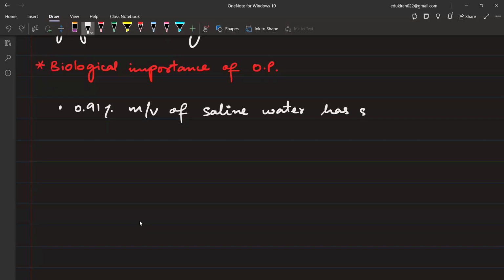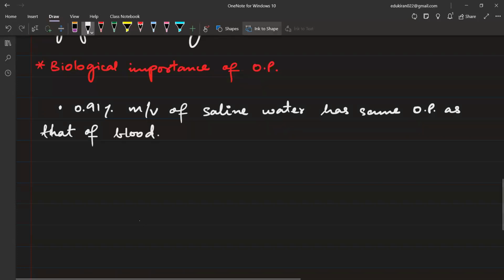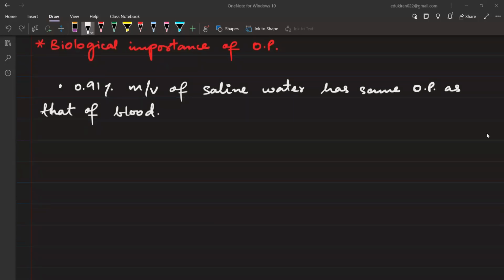0.91 percentage mass by volume of saline water has the same osmotic pressure as that of blood. Blood is obviously not a binary solution. It is having many things in it. But whatever be the solutes in the blood, its osmotic pressure is equal to that of saline water. So we can assume that the concentration of blood is equivalent to that of 0.91% mass by volume saline water.